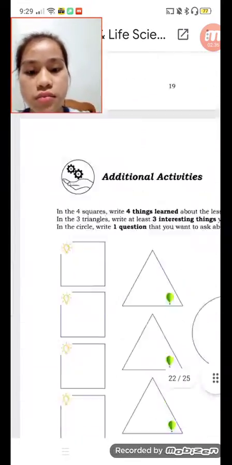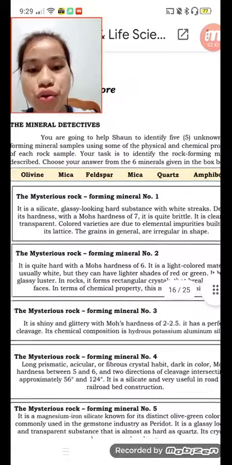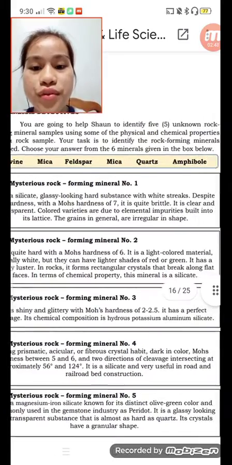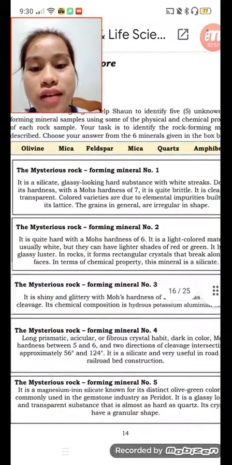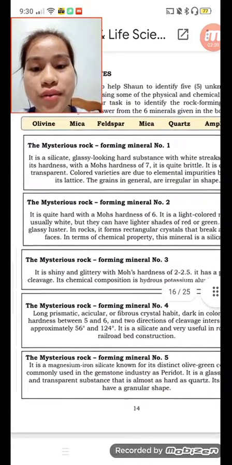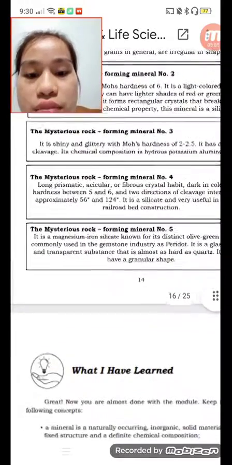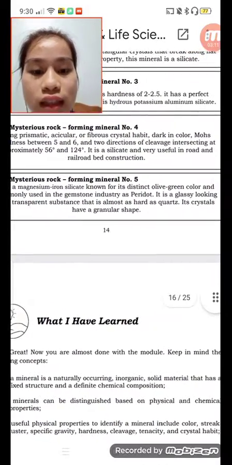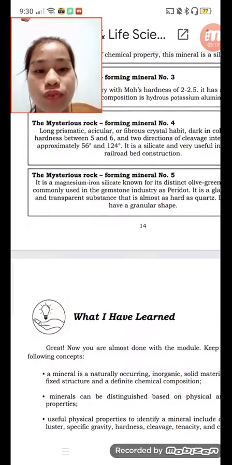About the second additional activity: you are going to help Sean identify 5 unknown rock forming mineral samples using some of the physical and chemical properties of each rock sample. Your task is to identify the rock forming minerals described. Choose your answer from the 6 minerals given below. The mysterious rock is a magnesium iron silicate with a distinctive olive green color, commonly used in the gemstone industry as peridot.